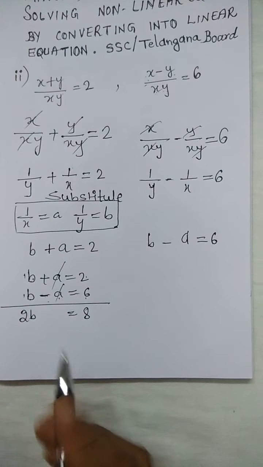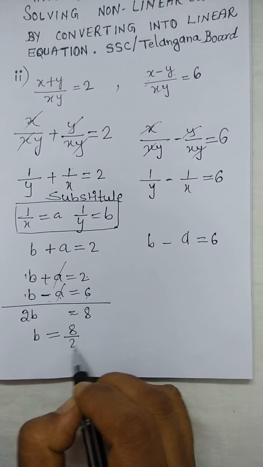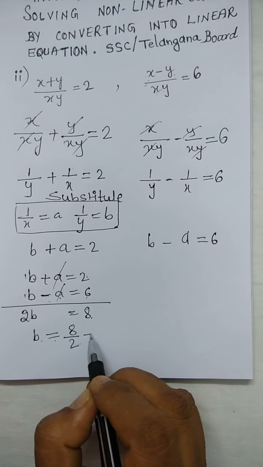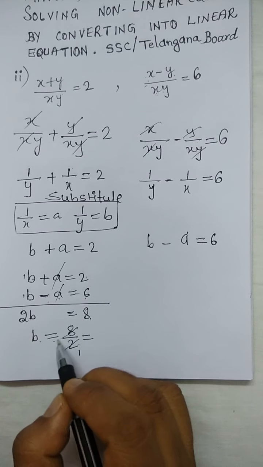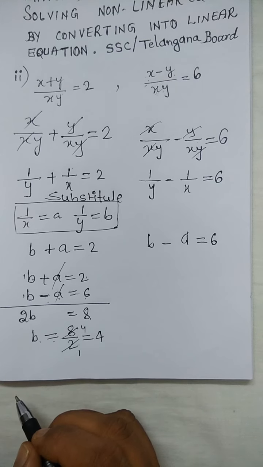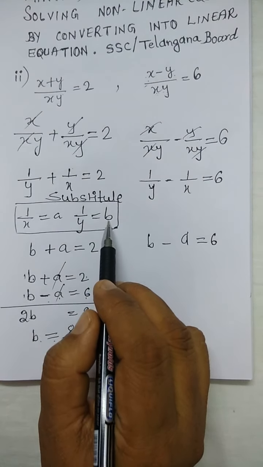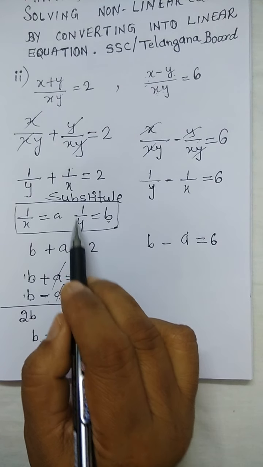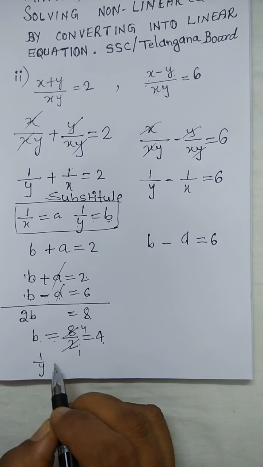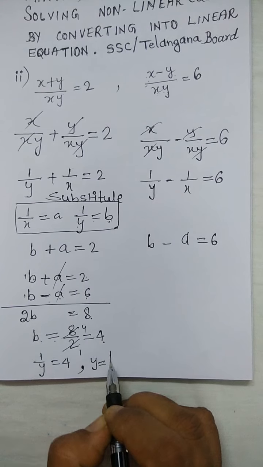Now 2b equals 8, so b will be equal to 8 upon 2. Can you cancel them out? Yes, 2 ones are 2, 2 fours are 8. So we will get 4. So what is the value of b? 4. But what is the substitution we have done for b? See, 1 by y equals b. So the b value is 1 by y. 1 by y is 4. So y will be equal to 1 by 4.